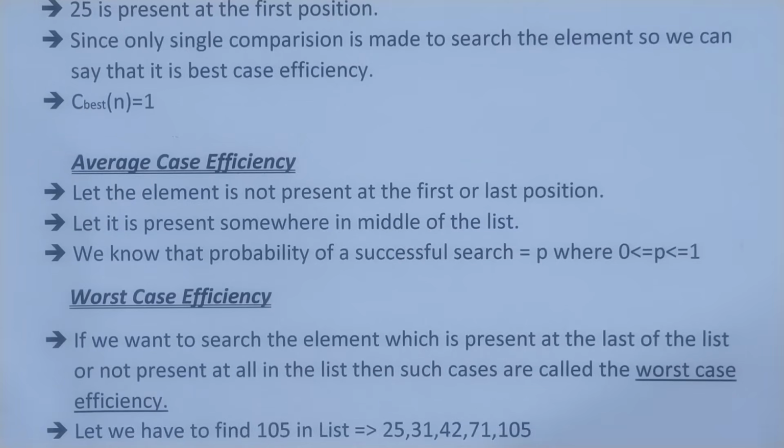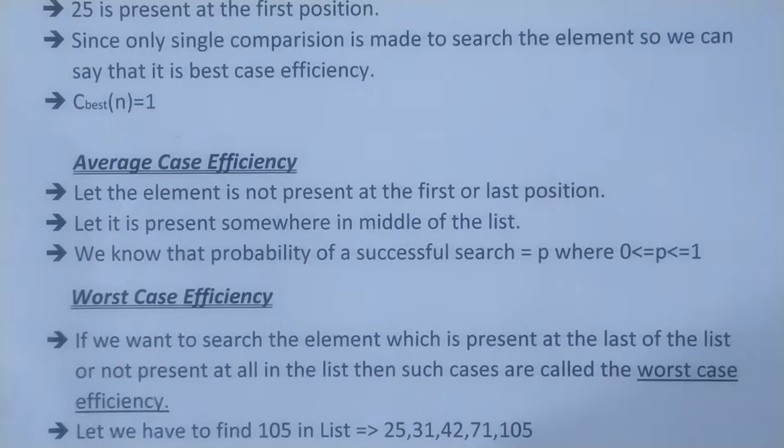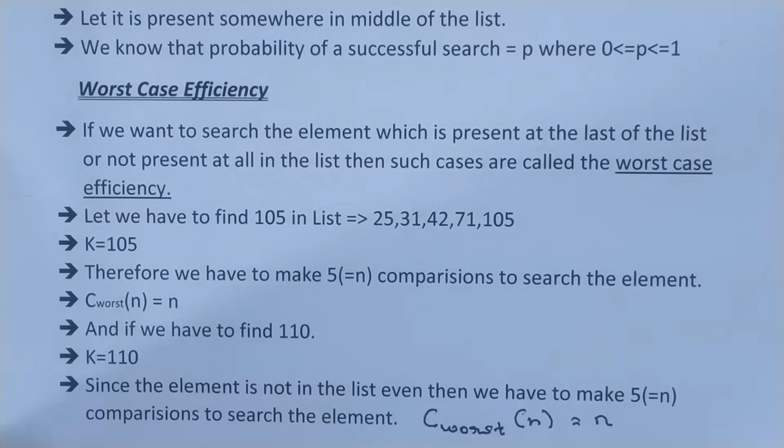Average case efficiency. Suppose the element is not present in the first or the last location, but it is present somewhere in the middle of the list. So we have to find the probability of successful search, which will be equal to P, where P is greater than or equal to 0 and less than or equal to 1. Worst case efficiency. Suppose we want to search an element which is present at the last of the list or not present at all, then such cases are called worst case efficiency.